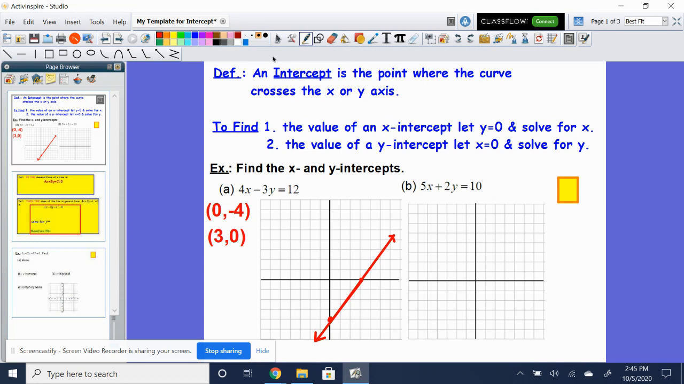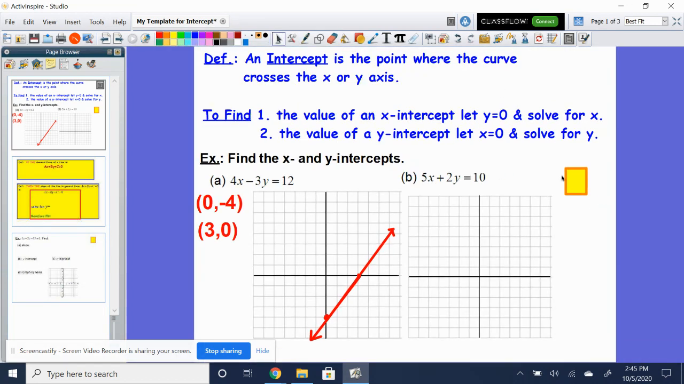Let's try 5x plus 2y equals 10. So the first thing we're going to do is look for the x-intercept. The x-intercept is the value of x when y is 0. So I'm going to cover up the y part, and we're going to say, okay, my x-intercept is the value of x when y is 0. So if 5x equals 10, that means 5 times 2 is 10. So on my x-axis, I cross at 2.